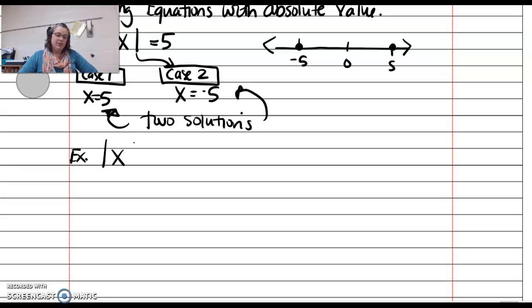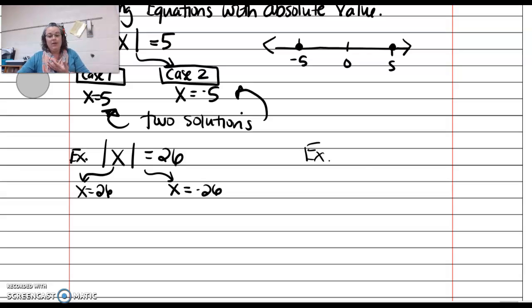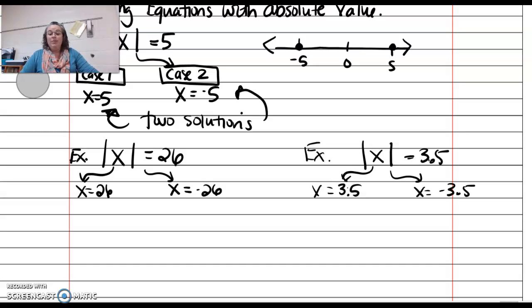So if I have the absolute value of x equals 26, you have two solutions. We have x equals 26, or x equals -26. If I gave you the absolute value of x has to be 3.5, well, you got two possible answers. You got 3.5 for one of them. x could be 3.5, or x could be -3.5. We need both.